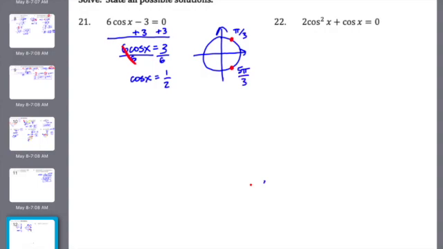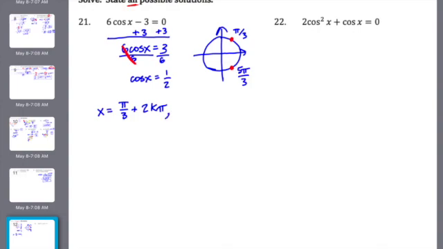Now, since it says find all solutions, and it doesn't give us an interval, what we have to do is say, first of all, x is pi over 3 plus, and then if we go around, we end up back at that same spot right here. And I could keep doing that forever and ever. So I can just add a whole turn around the unit circle, which is 2k pi. So you could just keep going 2 pi around forever and ever. So that k just means you keep rotating around.